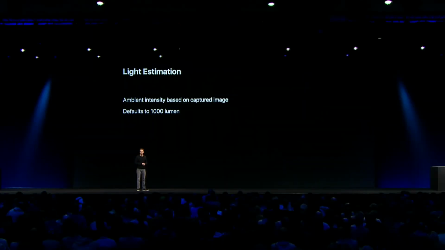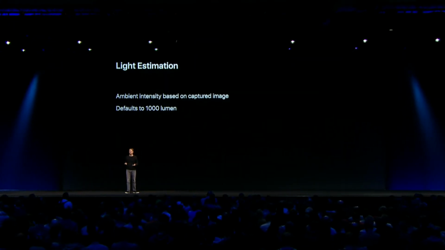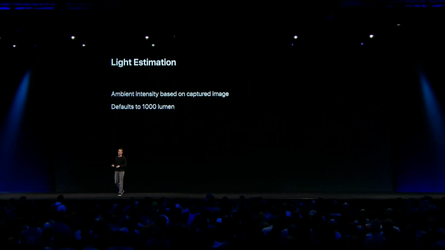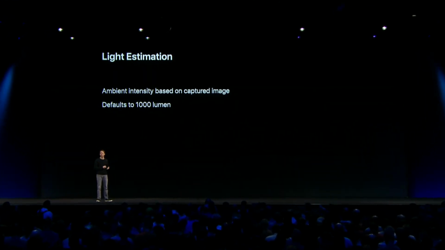So light estimation operates on our camera image, and it uses its exposure information to determine the relative brightness of it. For a well-lit image, this defaults to 1000 lumen. For a brighter environment, you will get a higher value. For a darker environment, a lower value. You can also assign this value directly to an SCN light as its ambient intensity property. And if you're using physically based lighting, it will automatically take advantage of this.